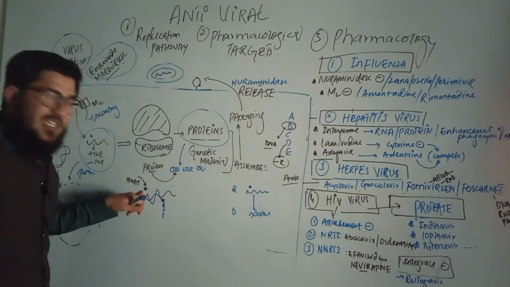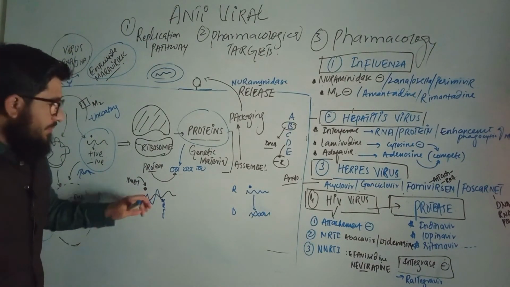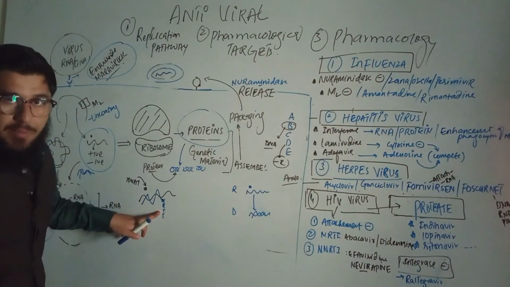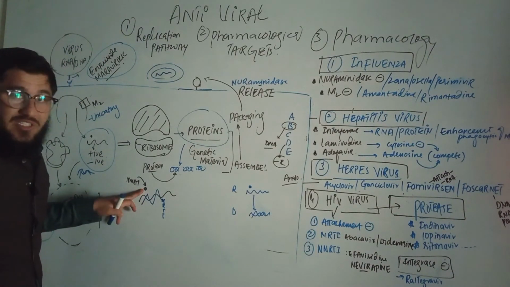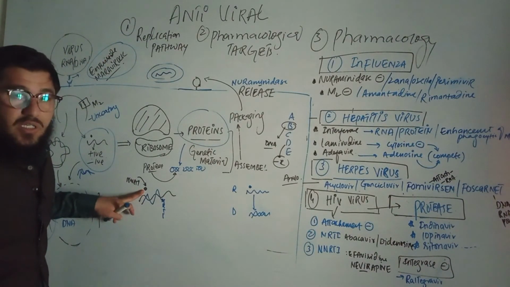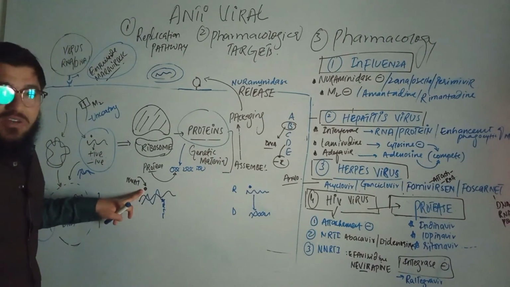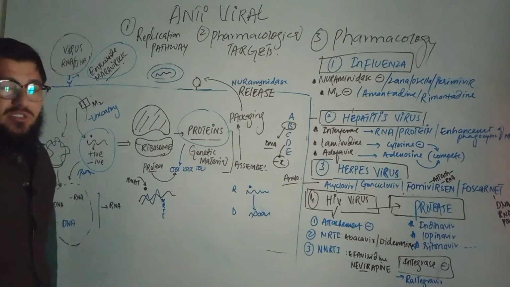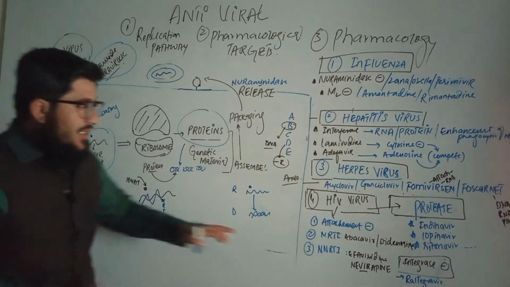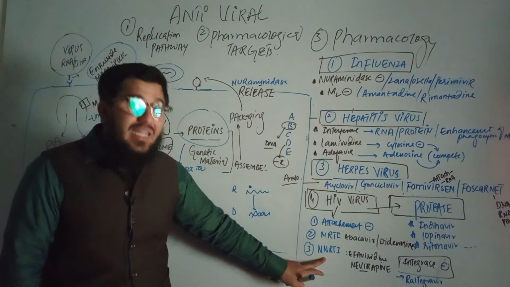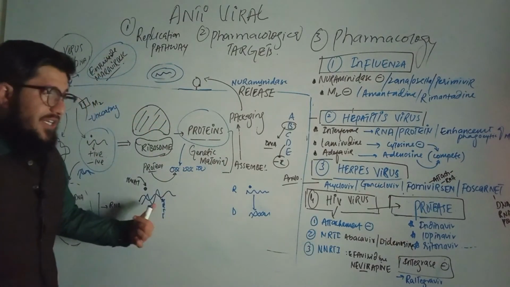Now if reverse transcriptase is inhibited, what will happen then? Again, there is no replication going to happen. Why? Because our reverse transcriptase is no more functional. It was supposed to convert RNA into DNA. Now this is not available, not functional. That's why there won't be the synthesis of the DNA. So in short, NRTIs and NNRTIs are responsible to inhibit the DNA synthesis.